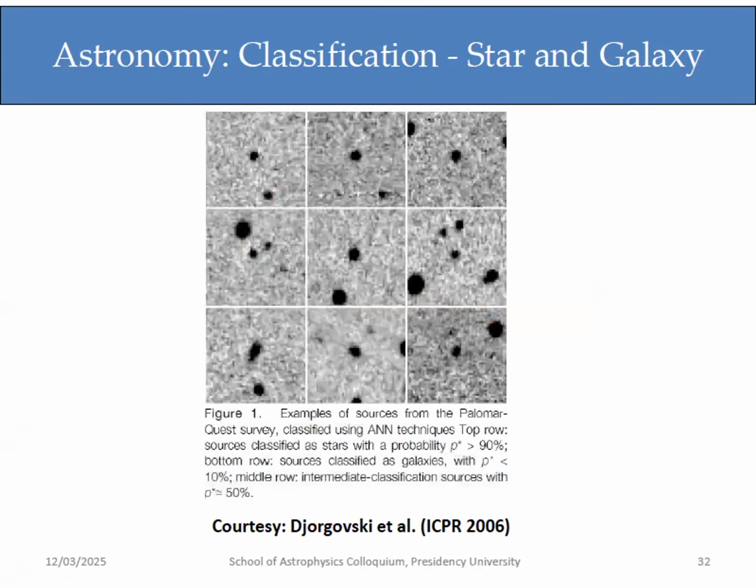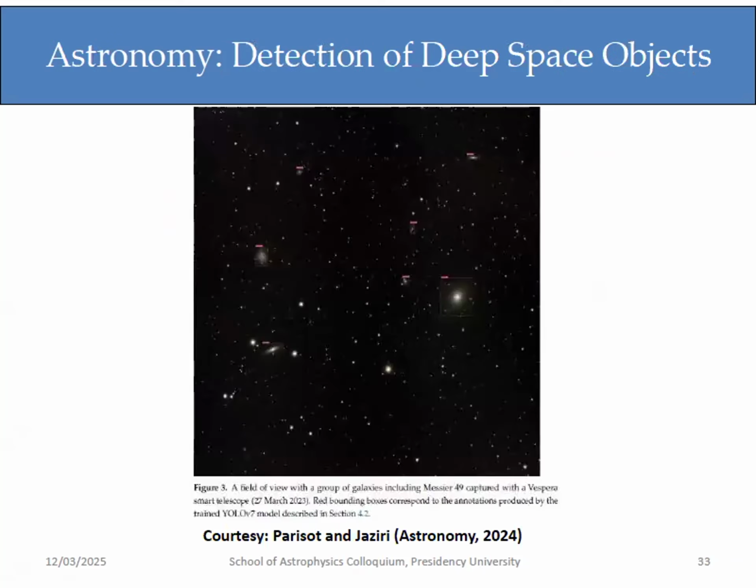I found a few slides where they use this kind of pattern classification. This is a little bit old paper, but I find they are trying to segregate stars and galaxies with a certain amount of confidence. I don't know whether these boxes are visible, but you can see that they are trying to identify deep space objects.